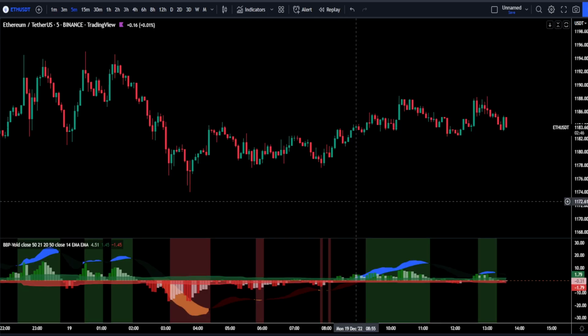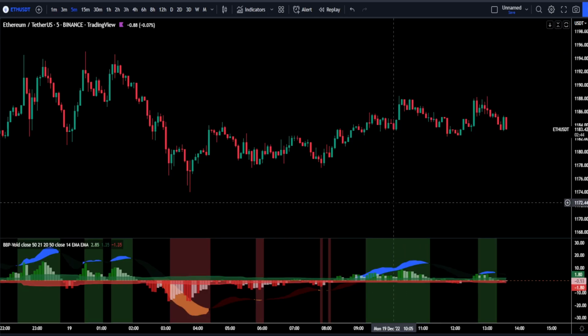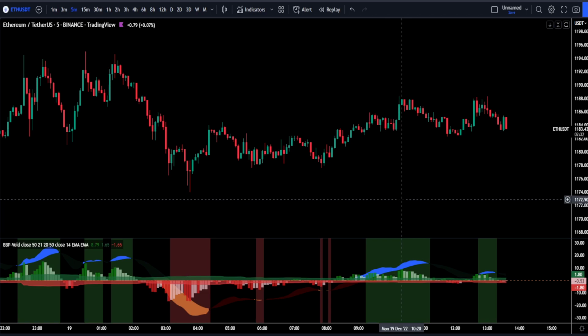The Bull Bear Power Void is a volume based oscillator. There are many oscillators out there, but the biggest problem with them is that they simply tell you whether you have volume to the upside or volume to the downside. This indicator though is very different because it's based on a study called the Volume Spread Analysis, or VSA.